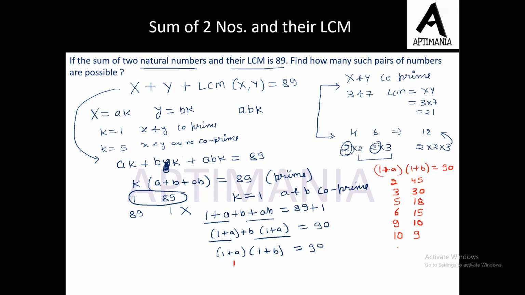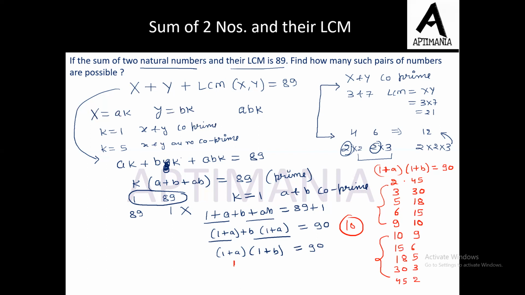So 10 and 9 can also be there, 15 and 6 can also be there, meaning the cases will be repeated in reverse, right? It could be 18 and 5 also, it could be 30 and 3 also, and finally 45 and 2 also. So in total we have 10 such cases, and you will notice that in any of these 10 cases A and B are coming to be co-prime only.